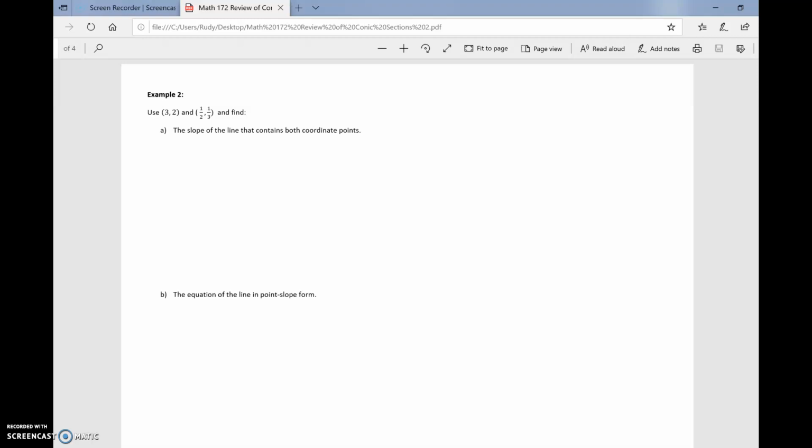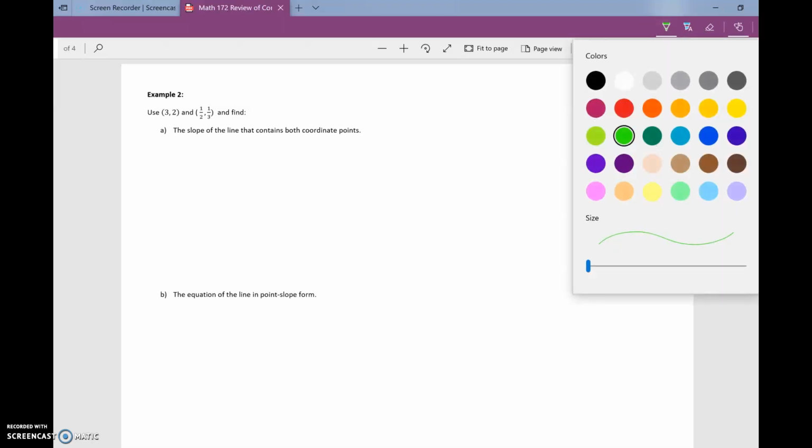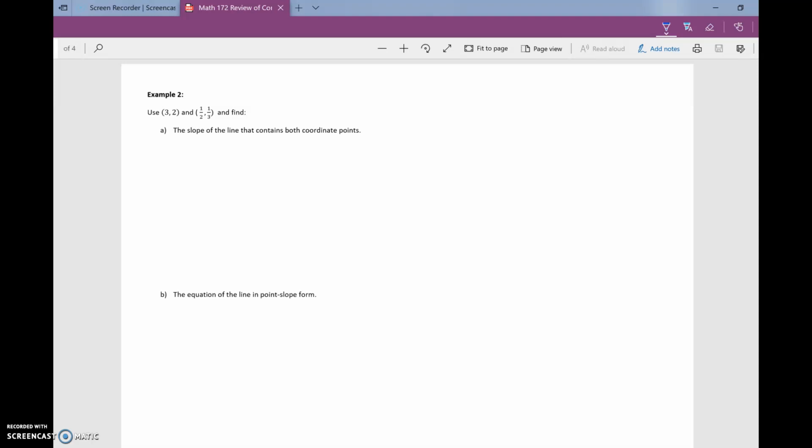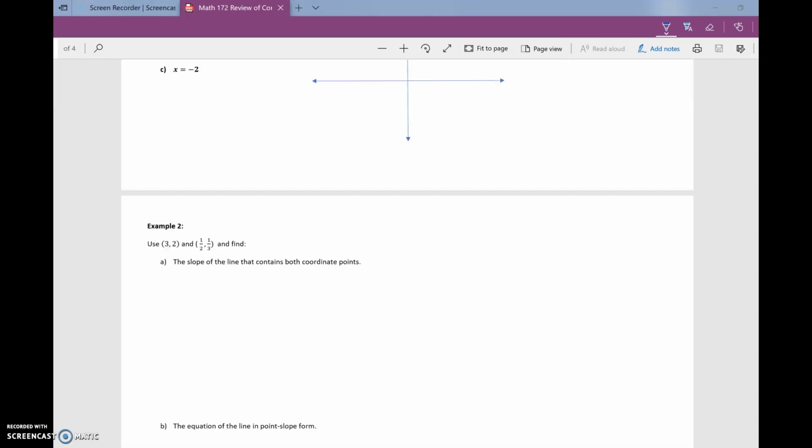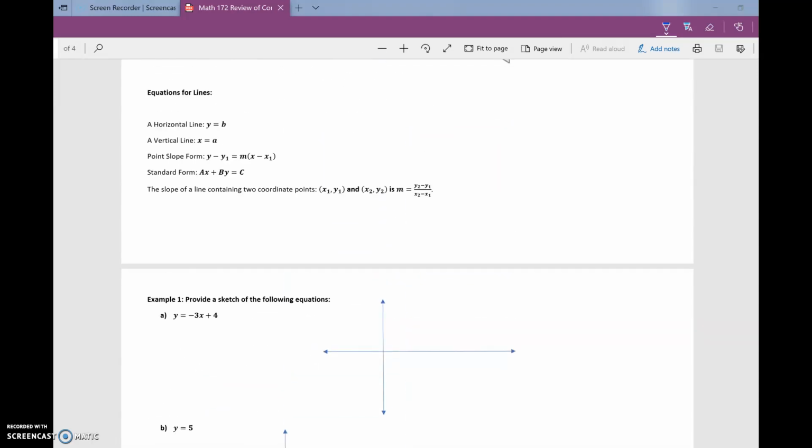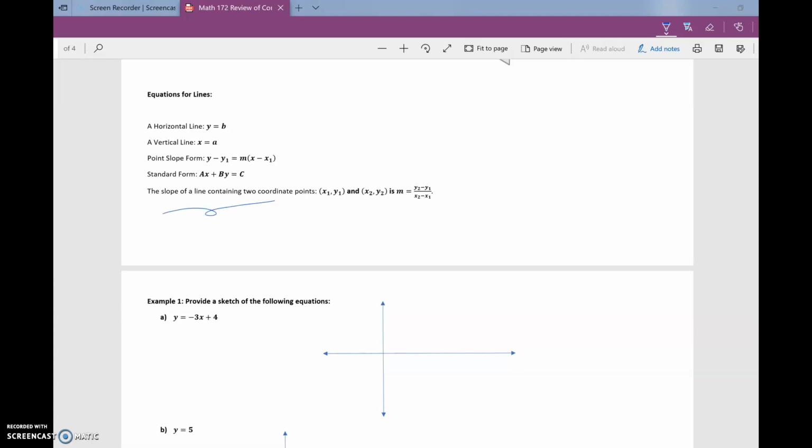Hi class, another typical question that you're going to see within lines is that they're going to give you two coordinate points, and then the main idea is that they're going to want us to use some of the equations given in here. And the only one that we rarely use is the standard form. Remember that for the standard form, technically A, B, and C are integers, with A being greater than 0.